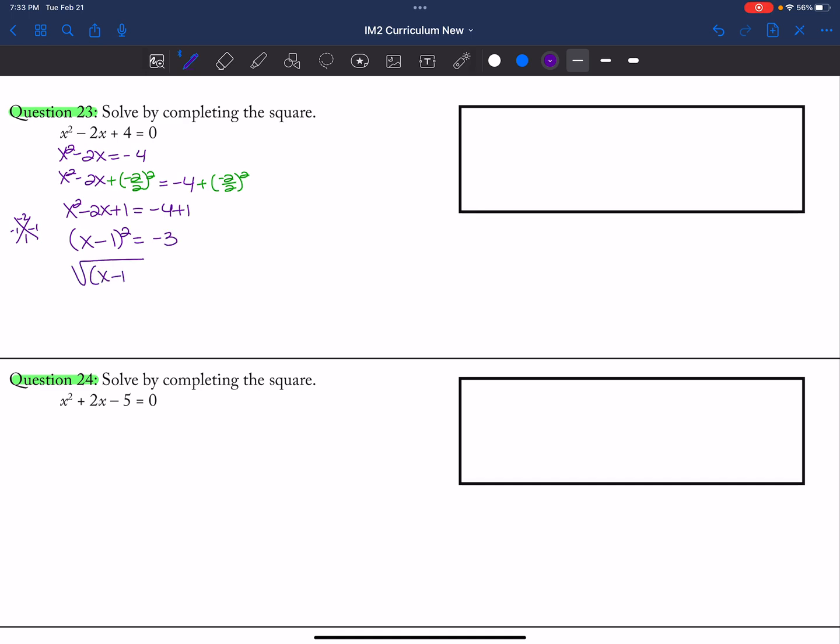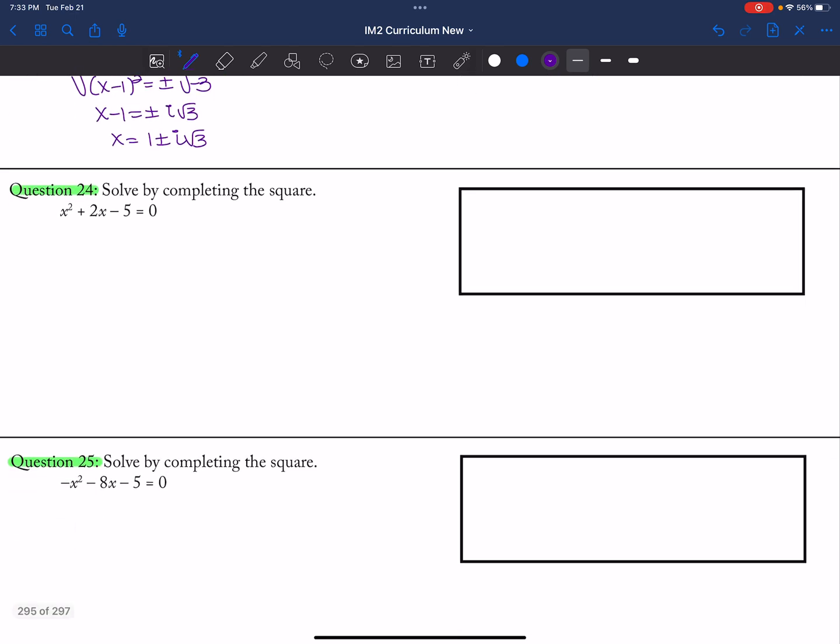Square root both sides, so that I get x minus 1 is equal to plus or minus i root 3. So add 1 to both sides. So 1 plus or minus i root 3.